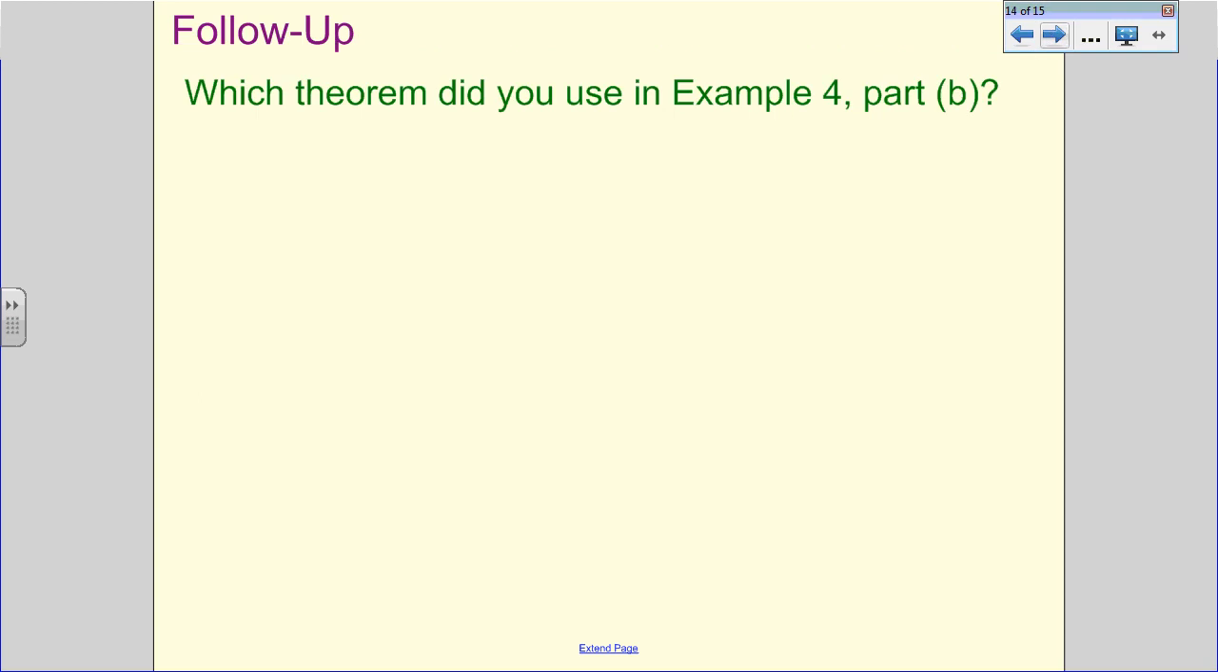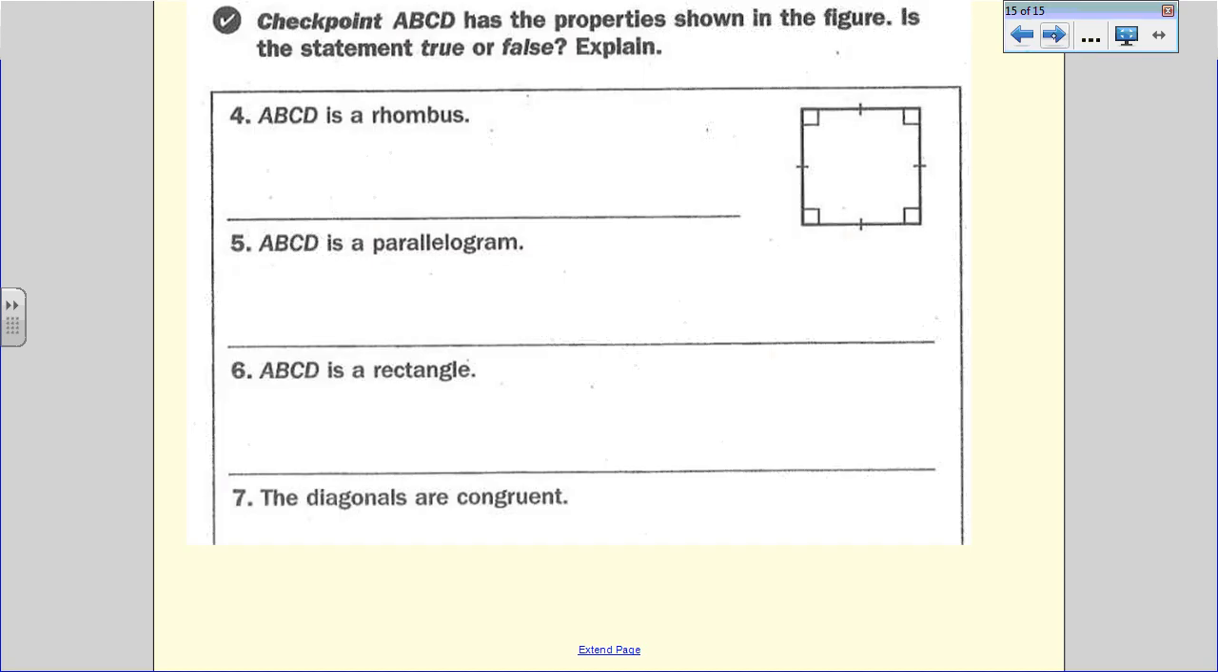All right, so which theorem did we just use there? That was theorem 6.11. All right, so let's take a look at this. ABCD has the property shown in the figure. Is the statement true or false? Explain. So the properties mean we have 4 right angles.